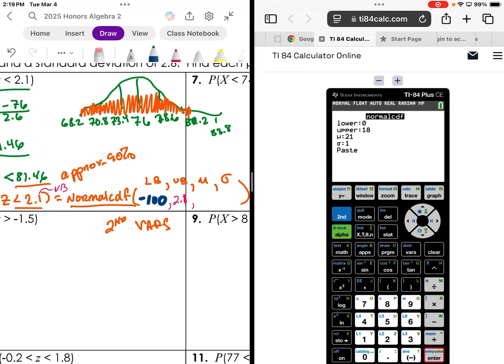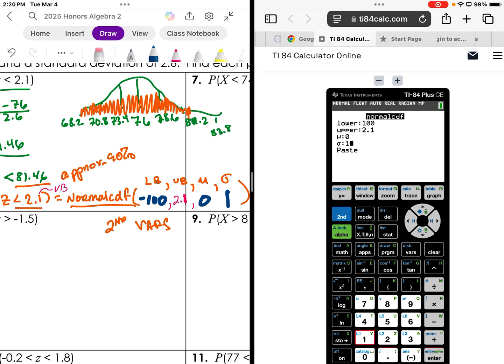Since we're doing z-scores, my mean is 0, and my standard deviation is 1. So I need to go down here: negative 100, 2.1. My mean is 0, my standard deviation is 1. So that's what you need to have on your calculator. And in a minute, after I press enter a couple times, it's going to tell me what percent is less than 2.1.